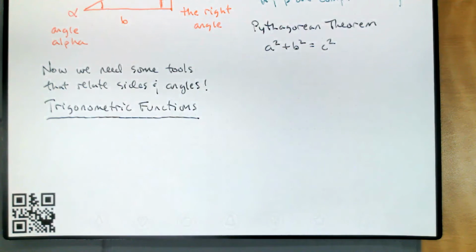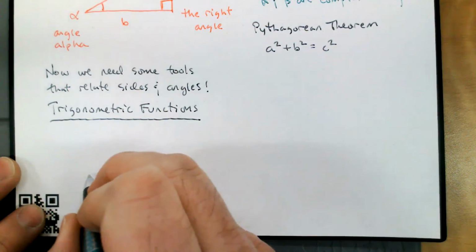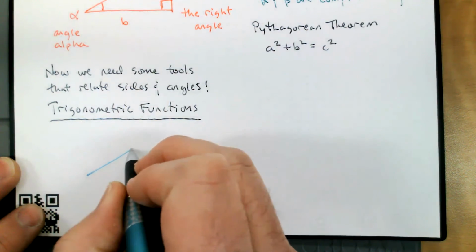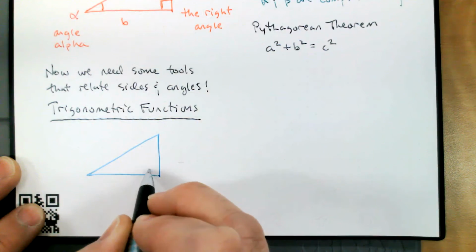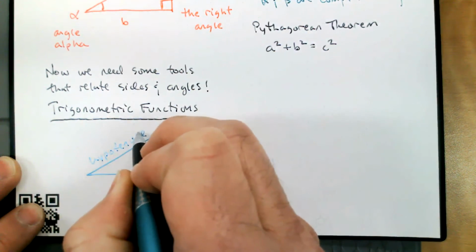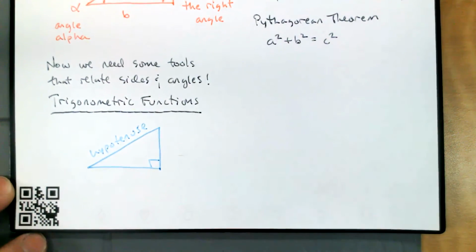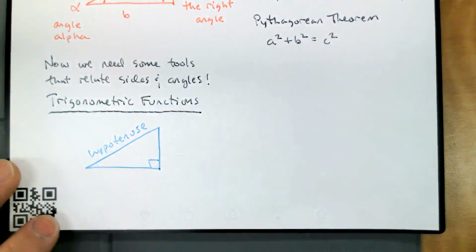Trigonometric functions are going to give us relationships between angles and sides in a right triangle. We're going to go a little bit more general here. I've got a right triangle, so that means I have a hypotenuse and a right angle. I'm going to name this bottom angle theta, and we're going to define our trig functions.